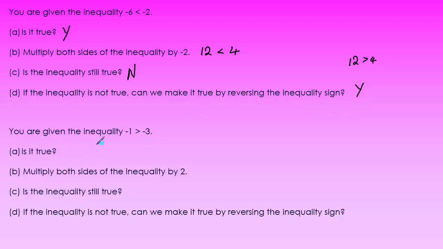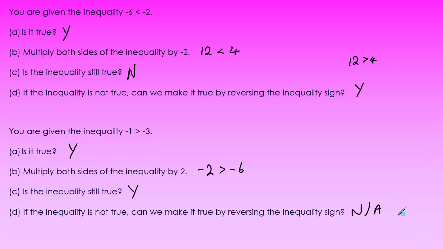We're given the inequality negative 1 is greater than negative 3. Is that true? Yes, it is. Multiply both sides of the inequality by 2, so that would give me negative 2 is more than negative 6. Is that true? Yes, and that means this is not applicable.